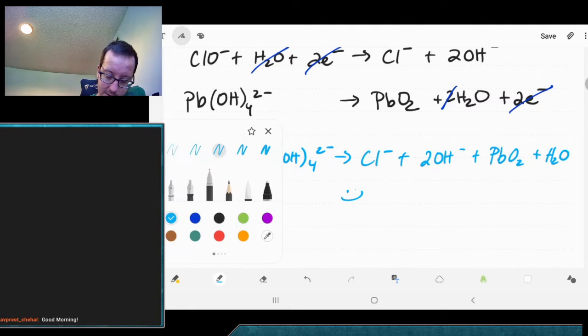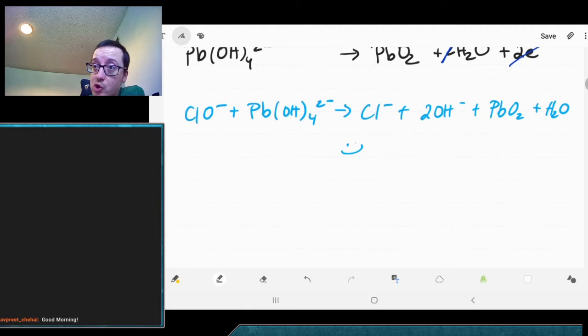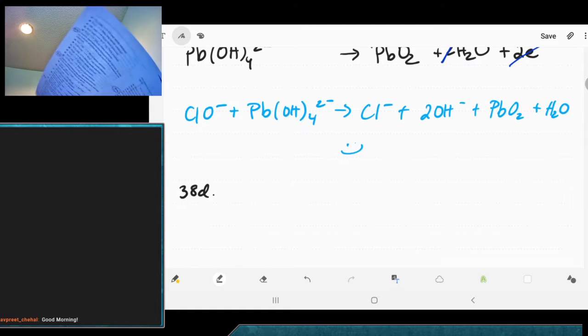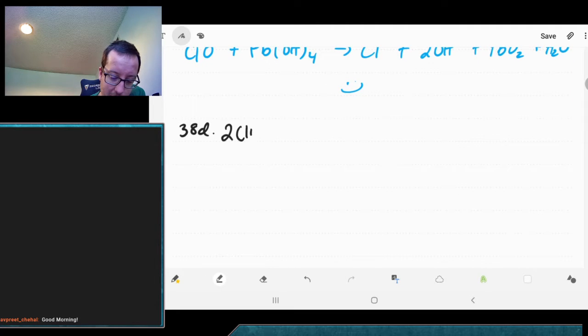Alrighty, next one is 30HB. Let's see, not on that page. Here it is. Okay, 38D. We are going to calculate standard EMF for the following reactions.